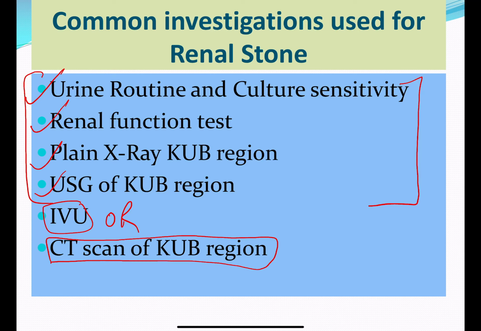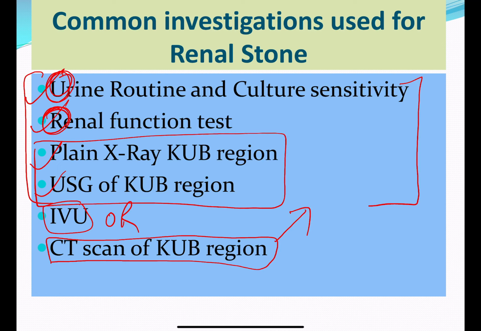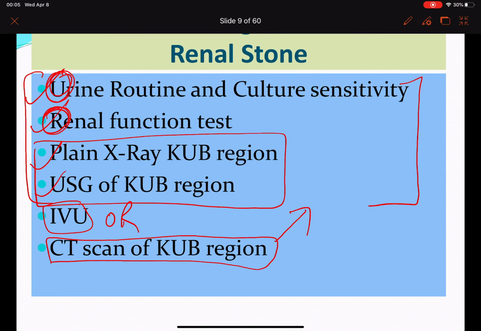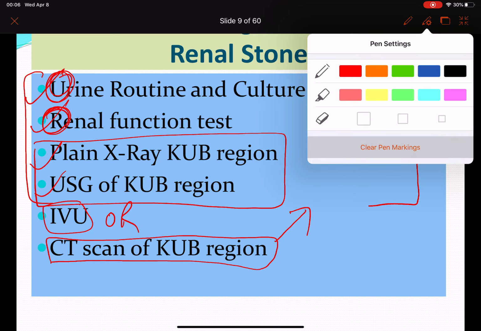The other way is, you can do urine routine, renal function test, and then directly do a non-contrast CT scan, excluding the other tests. We can do that as well. So either you go for urine routine and culture, renal function test, plain X-ray KUB, and ultrasonogram, and all these investigations will help you to diagnose the kidney stone. After that, you can go for IVU or CT scan, or you can follow the other pathway that I have already told you. IVU or CT scan, we don't do both. One is okay. CT scan is the gold standard. If you do that, CT scan is the best.